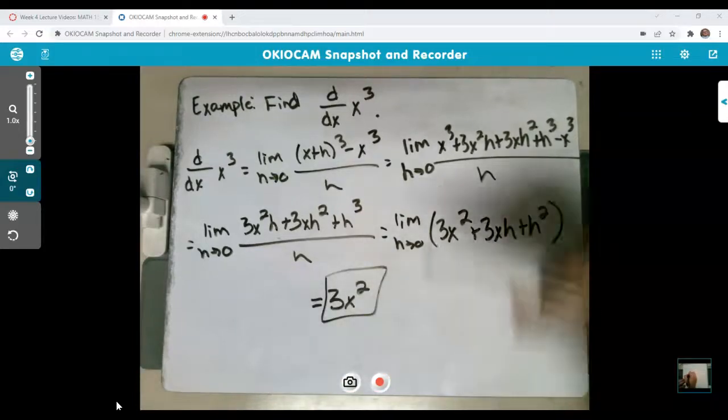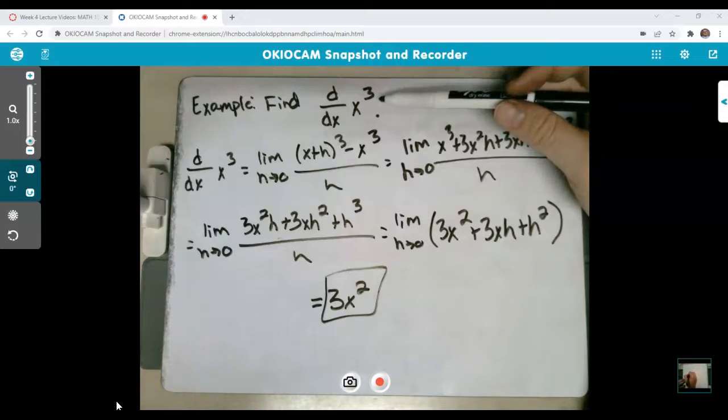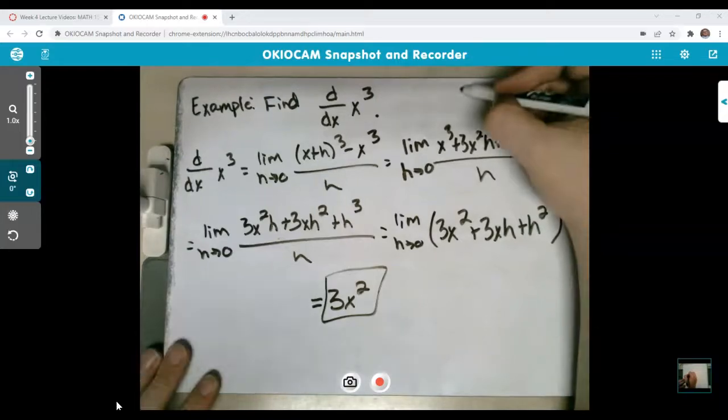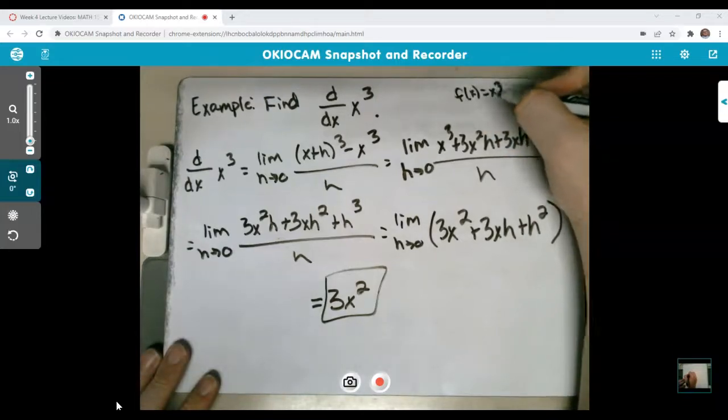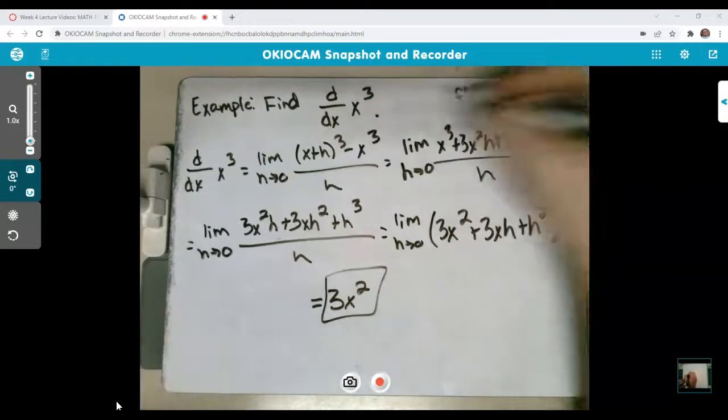So my point here was, if you see it like this, it's the same thing as saying f of x equals x cubed, find f prime of x. The same thing.